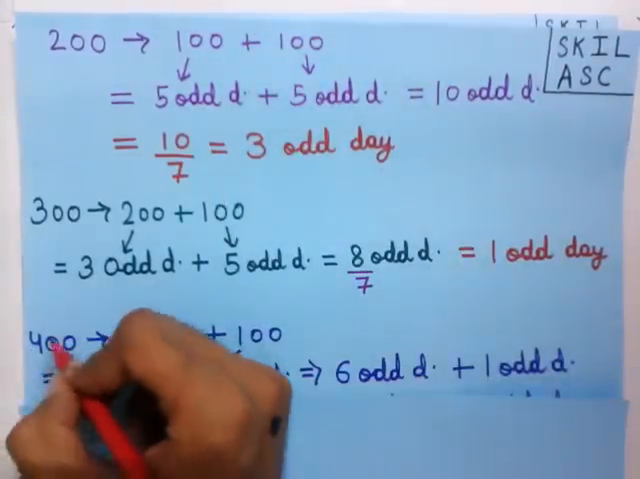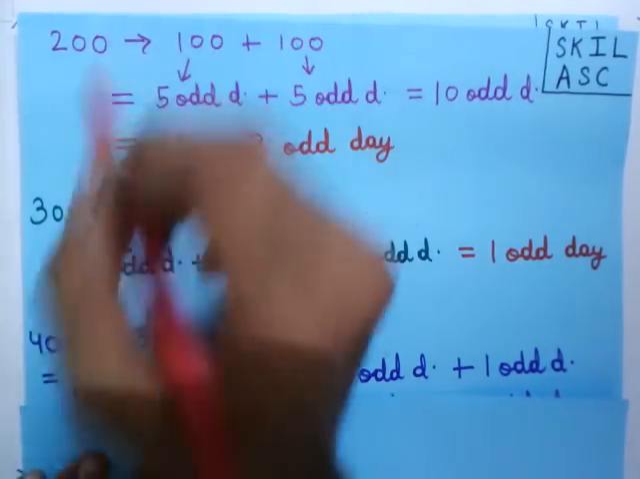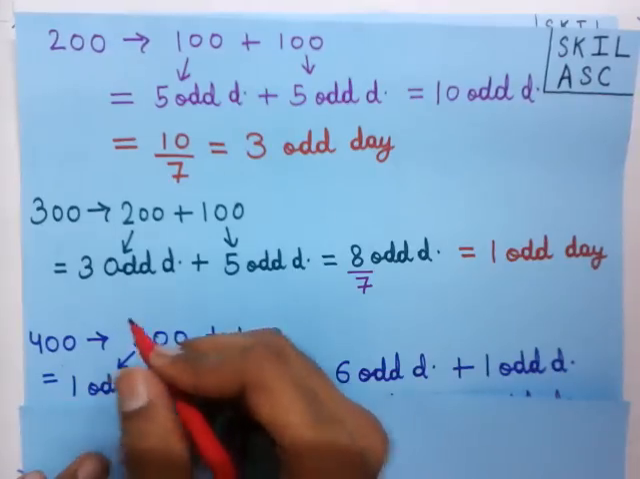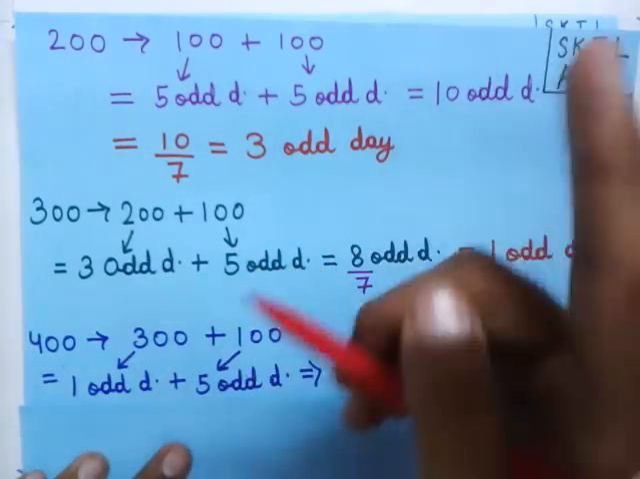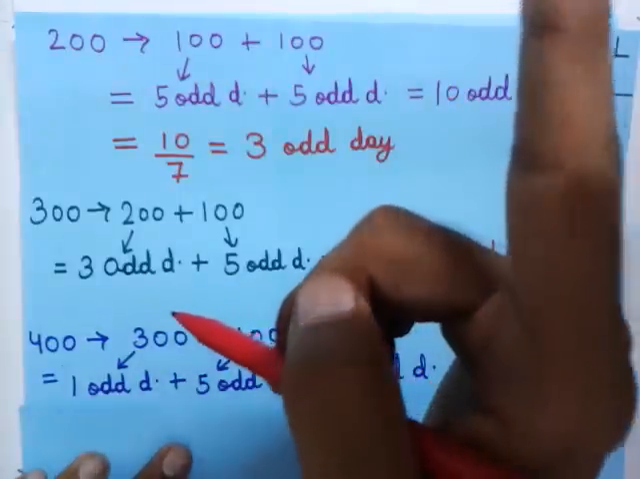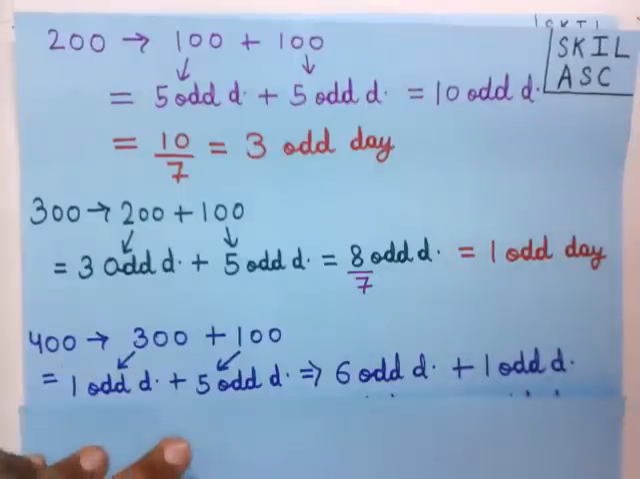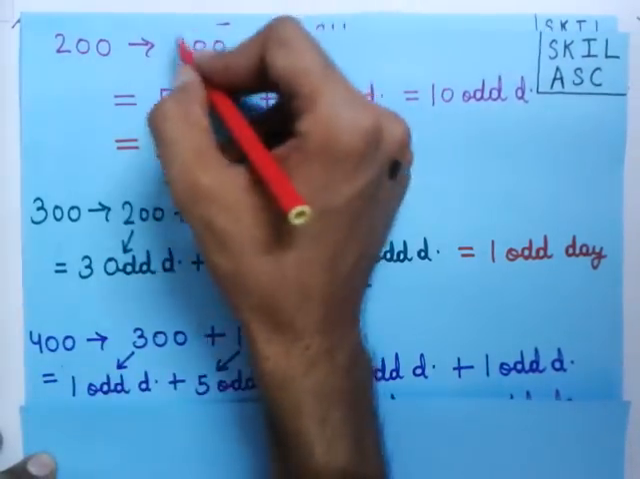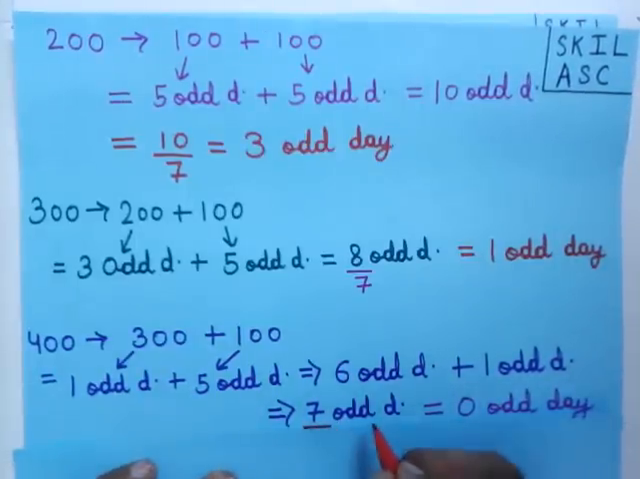But before this 400 we were taking these years as ordinary years, so we were taking only 1 odd day. But now this is a leap year which has 2 odd days. So we need one more odd day. We add one more odd day to these 6 odd days, because here 400 is a leap year and these all are ordinary years. So we have got 7 as the total number of odd days. 6 plus 1, 7.